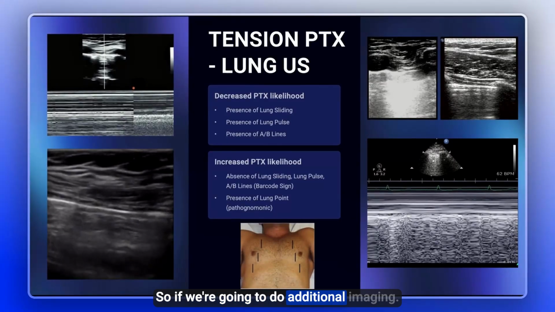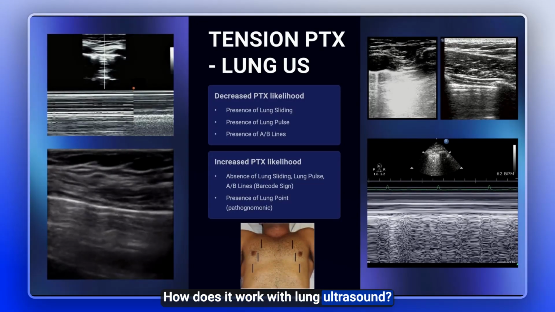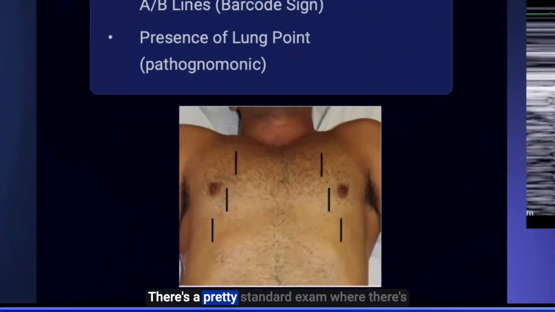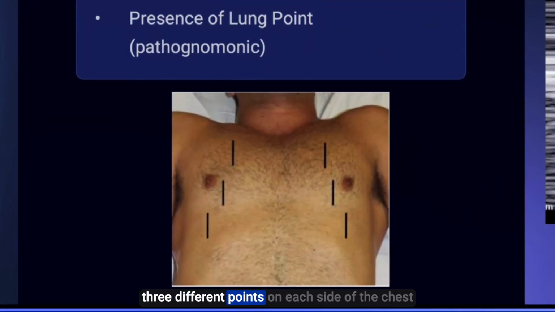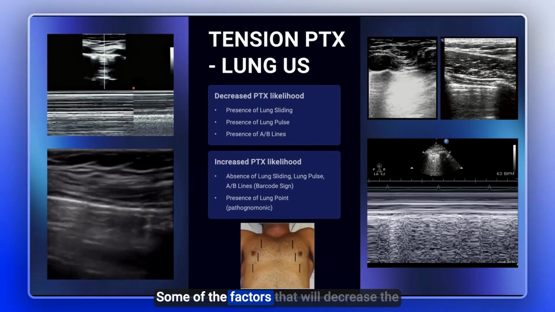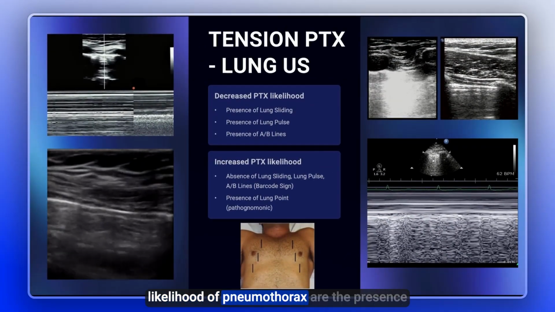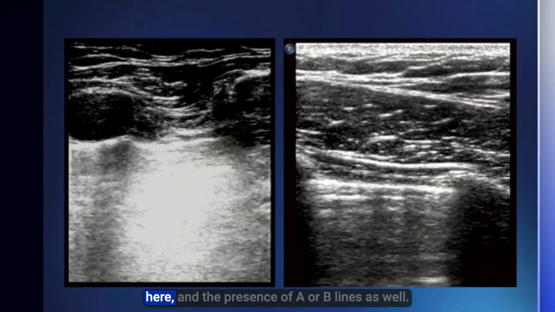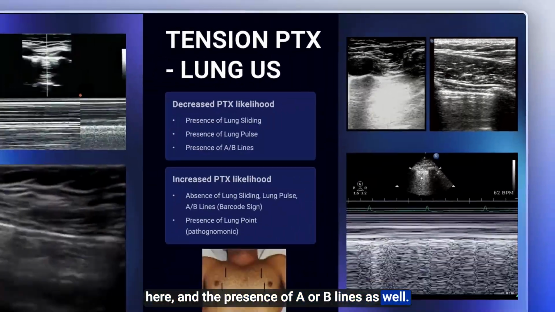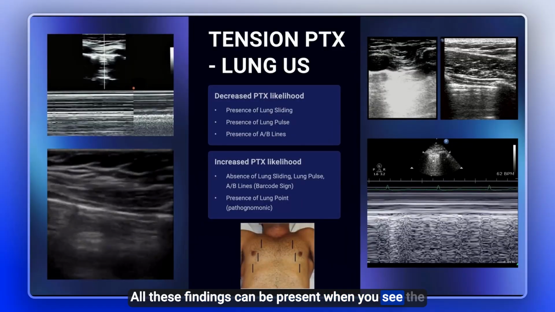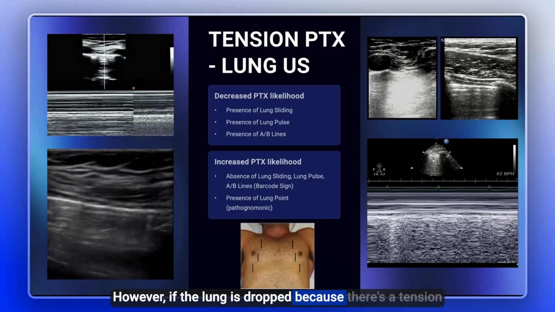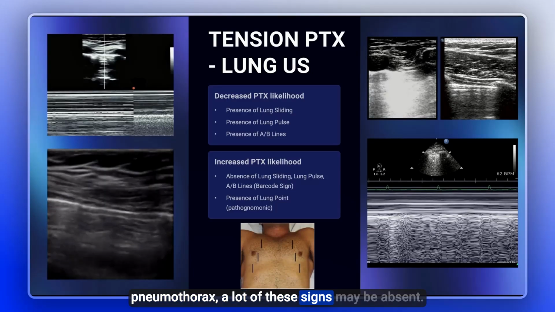So if we're going to do additional imaging, how does it work with lung ultrasound? There are certain findings that rule in the presence of pneumothorax or rule out the presence of pneumothorax. There's a pretty standard exam where there's 3 different points on each side of the chest that you can look with a linear ultrasound probe. Some of the factors that will decrease the likelihood of pneumothorax are the presence of lung sliding, the presence of lung pulse seen here, and the presence of A or B lines as well. All these findings can be present when you see the parietal and visceral pleura up against each other. However, if the lung is dropped because there's a tension pneumothorax, a lot of these signs may be absent.